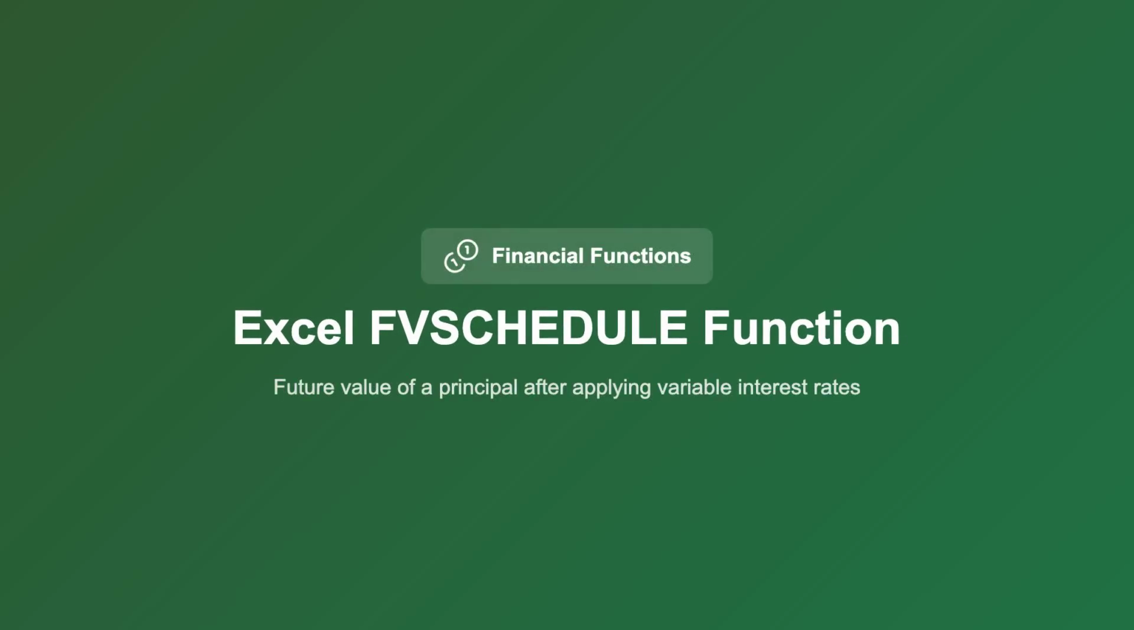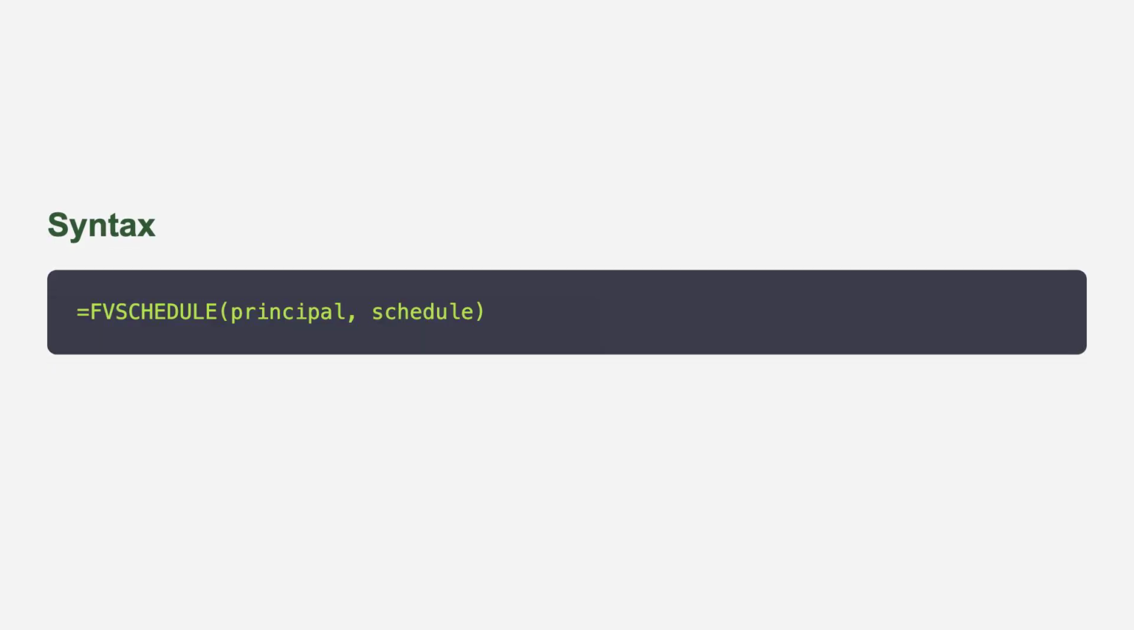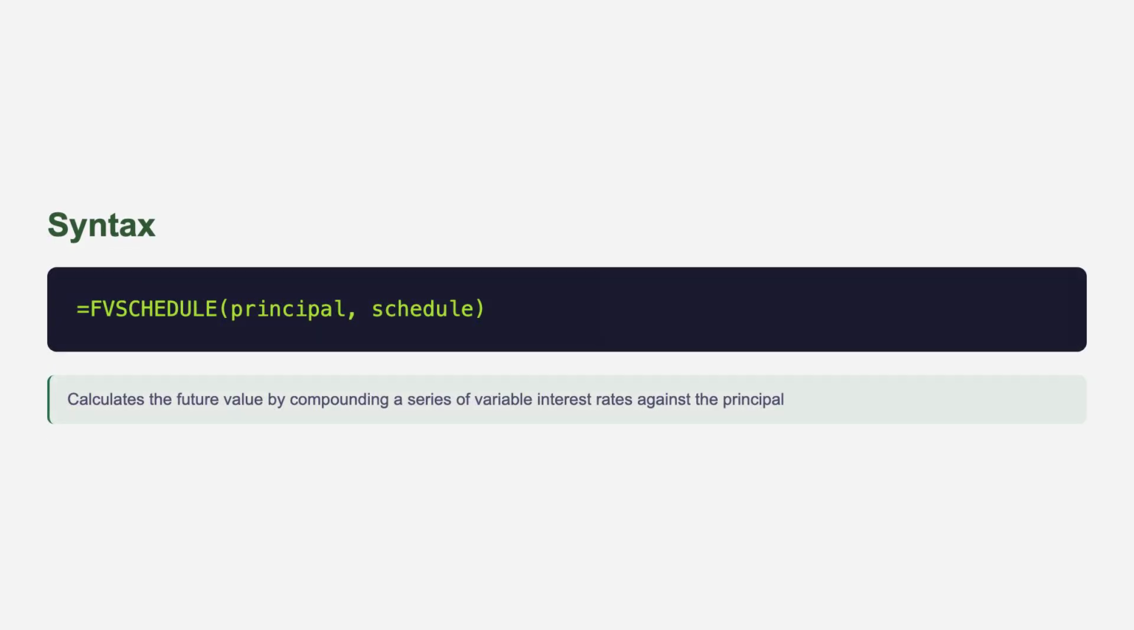Excel FVSCHEDULE function. This function returns the future value of an initial principal after applying a series of compound interest rates. It is perfect for investments with variable rates over time. The syntax is FVSCHEDULE with two parameters, principal and schedule. The principal is your starting amount, and the schedule is an array of interest rates applied in sequence.